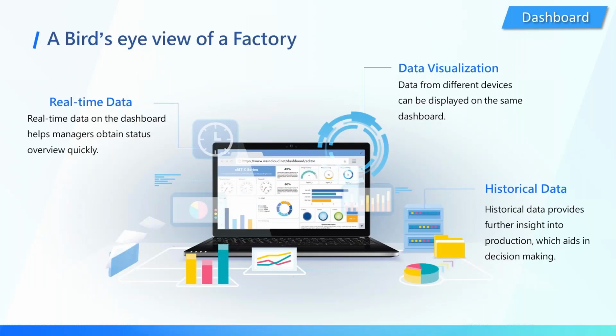And the next part is that the dashboard can provide you an overview of all your machines, no matter whether these machines are in one factory or separated in different countries. The data from different machines can be displayed on one dashboard, and it shows real-time data and helps you get machine status quickly. You can also save machine history data in Weincloud and use the dashboard to view it. This history data provides you further insight into production. So this is what our dashboard provides.